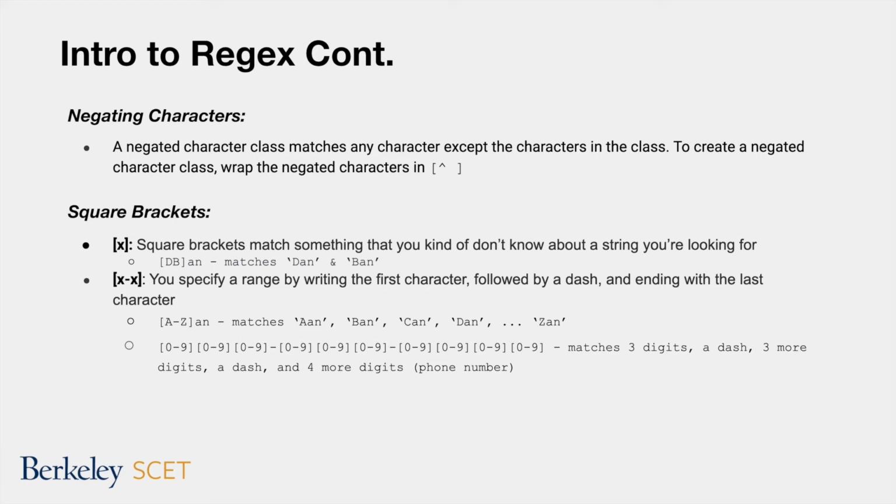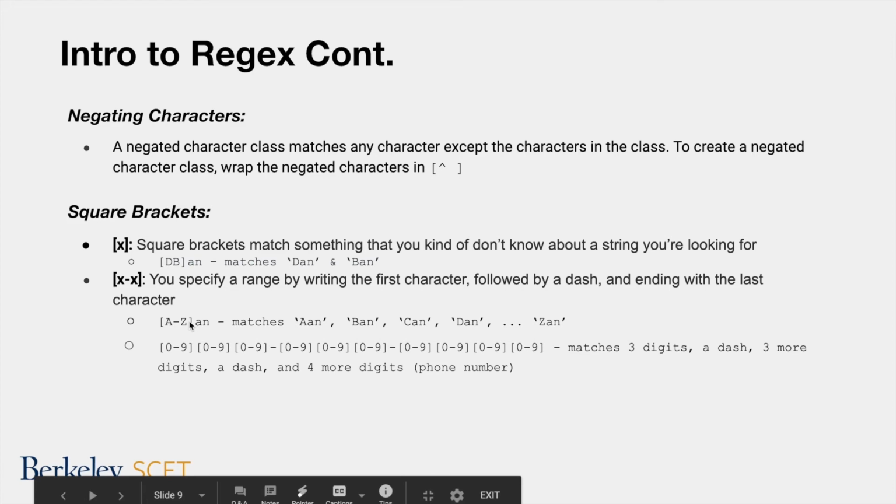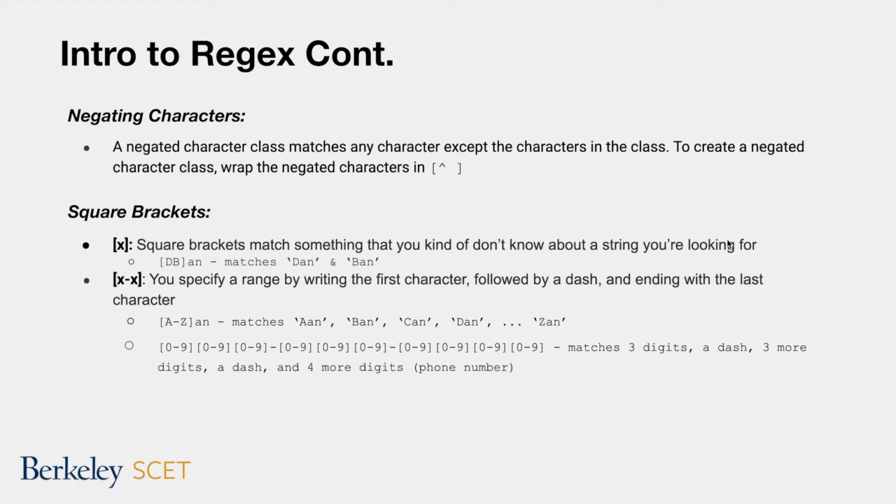So another way to match a phone number would be using this. 0-9 means a number from 0 to 9, and another number from 0 to 9, and another number from 0 to 9.